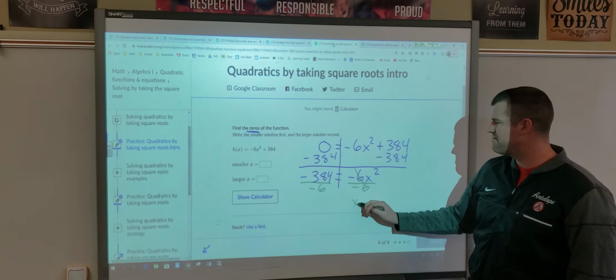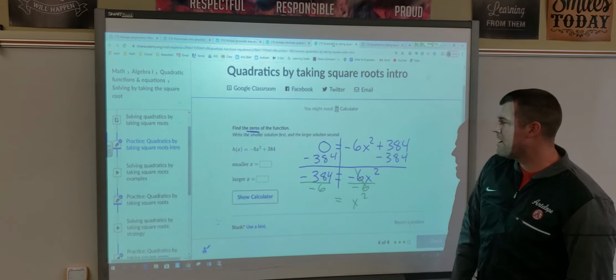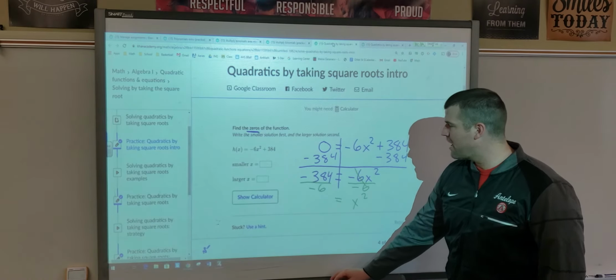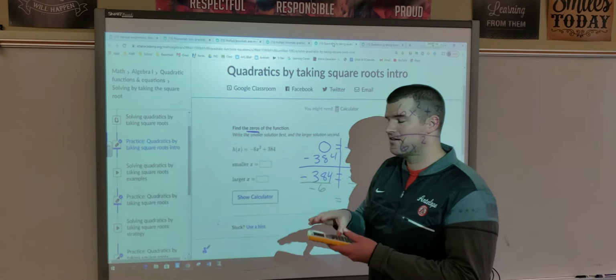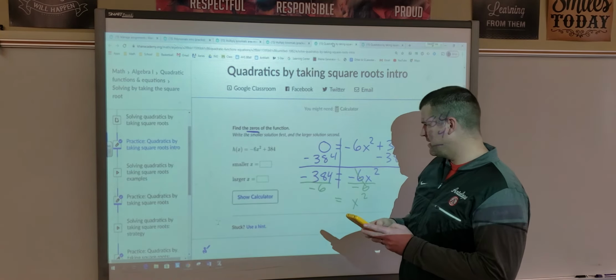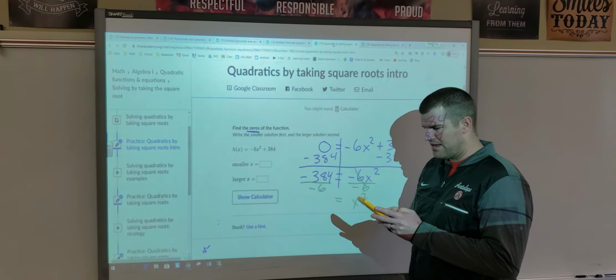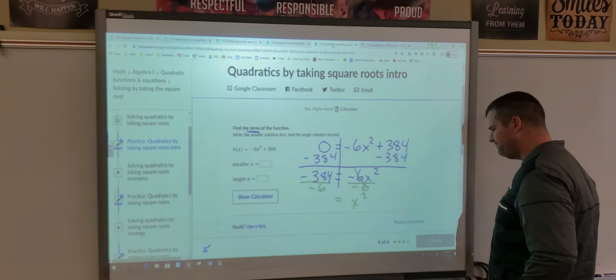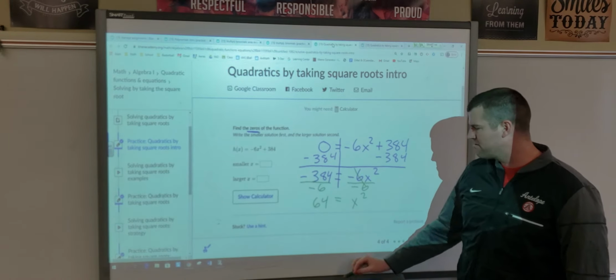which gives me x squared equals negative divided by negative is a positive. And I would love to impress you with my mental math, but I don't want to get it wrong, so I'm going to pull out my handy dandy calculator. 384 divided by 6 is 64. So I get 64 equals x squared.